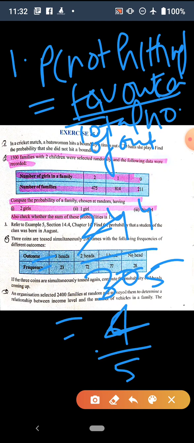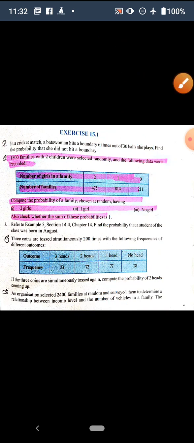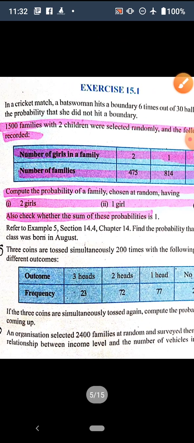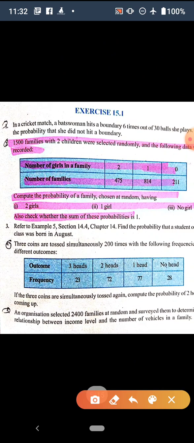Out of the 30 balls, she hit the boundary 6 times, that means 6 out of 30, that is 1 by 5. So 1 by 5 is the probability of hitting the boundary, and 4 by 5 is the probability of not hitting the boundary. Then question number 2: compute the probability of a family chosen at random having 2 girls.